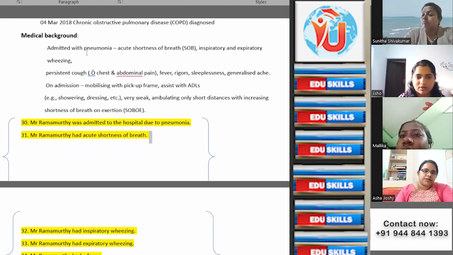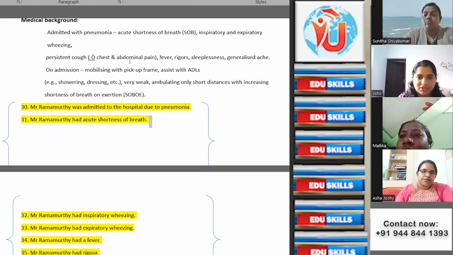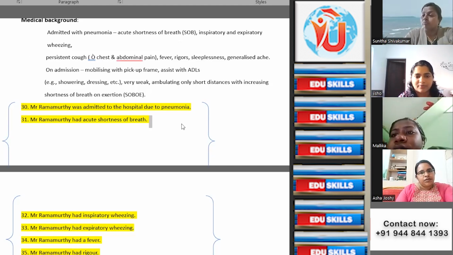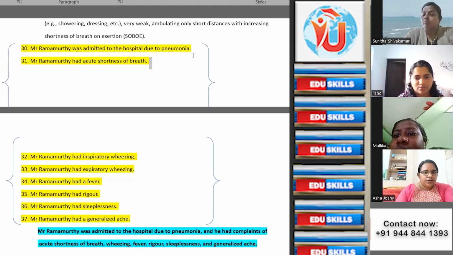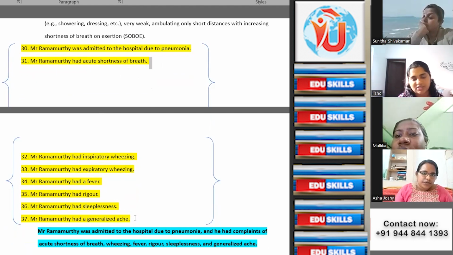Here it's written, there are a lot of simple sentences. Admitted with pneumonia, and it's written acute shortness of breath, inspiratory, expiratory wheezing, persistent cough. Everything is written. So we have a lot of simple sentences like Mr. Ramamurthy was admitted to the hospital due to pneumonia, and Mr. Ramamurthy had acute shortness of breath. Mr. Ramamurthy had inspiratory wheezing, expiratory wheezing, had a fever, had rigor. Mr. Ramamurthy had sleeplessness. Mr. Ramamurthy had a generalized ache.